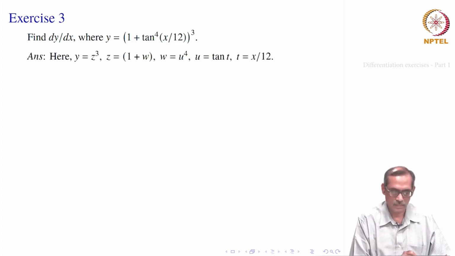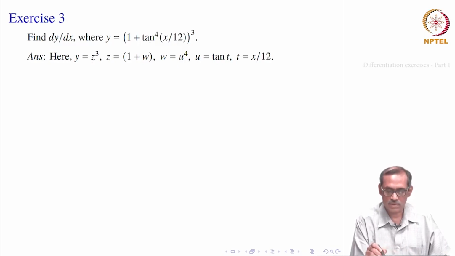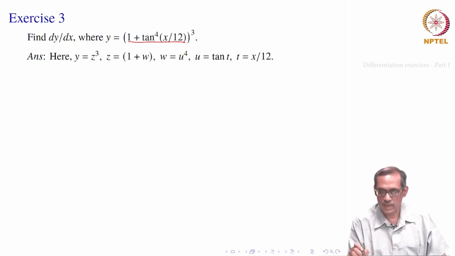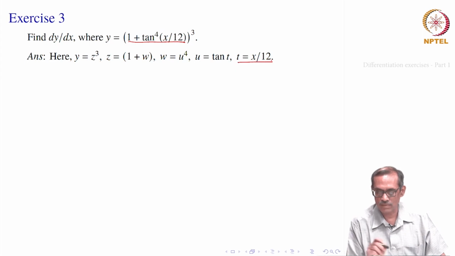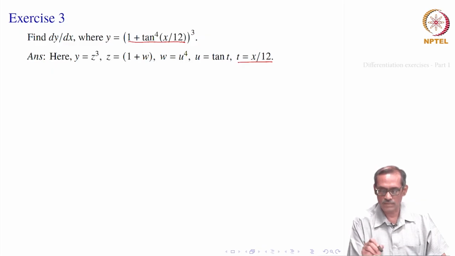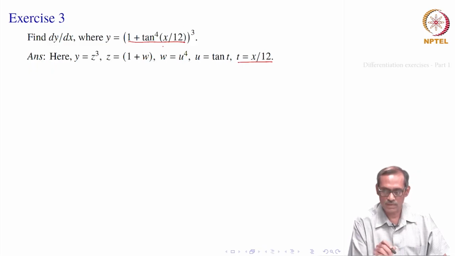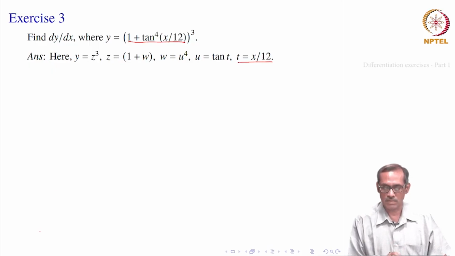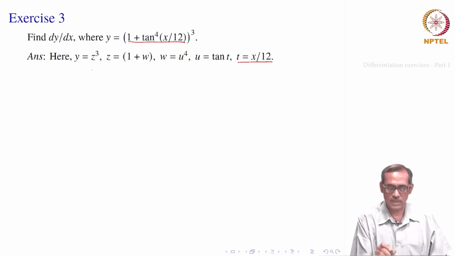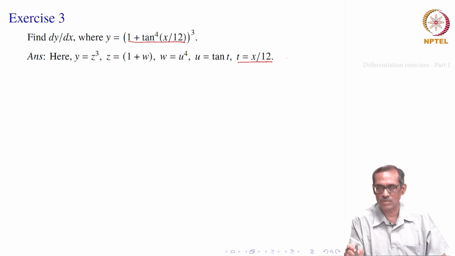So, we proceed slowly. Suppose we put z cubed, z as 1 plus tan fourth x by 12. So, we proceed the other way. Let us say t equal to x divided by 12 and u equal to tan t. So, that means it is tan of x by 12 and w equal to u fourth. So, that means tan fourth of x by 12 and z equal to 1 plus w, that means the inside expression 1 plus tan fourth x by 12 and y equal to z cubed. So, that is how it will look now. If you read from the left side, y is z cubed, z is 1 plus w, w is u fourth, u is tan t, t equal to x by 12.